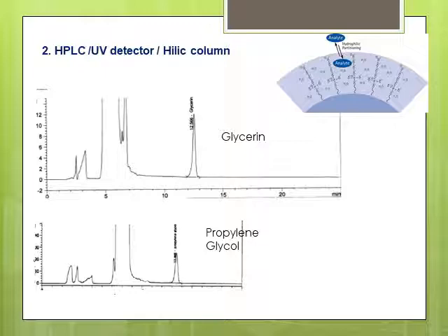The next method is HPLC with the UV detector, and the column is the HILIC column. The mobile phase for this technique is 95% acetonitrile and 5% water, and it works very well for separation of glycerin and propylene glycol from all other excipients.